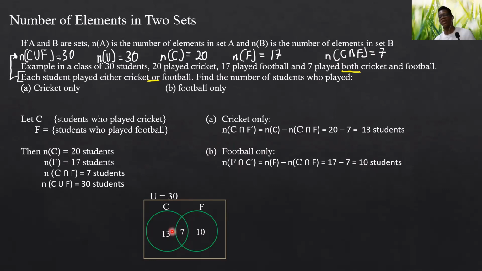Now, if you remember the formula, the reason why I said it logically makes sense is, let's use the numbers we have there. If I told you there are 20 students playing cricket, right? And out of those 20 students, 7 are playing both cricket and football. How many are playing only cricket? You would just subtract the 2, right? Logically, that makes sense. So that's where the formula came from.